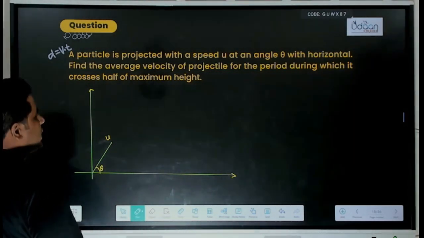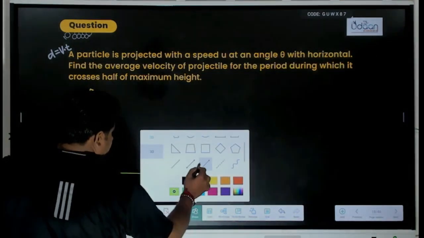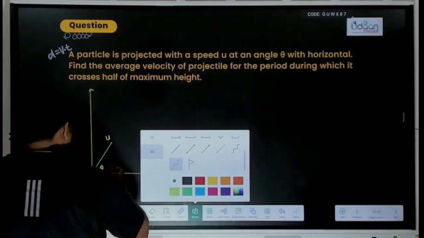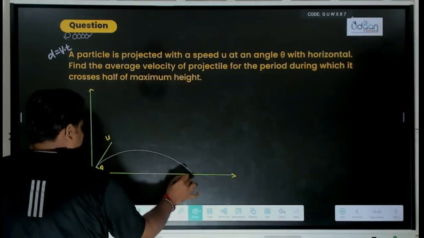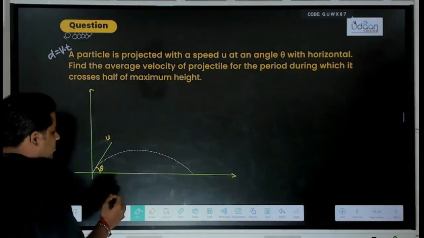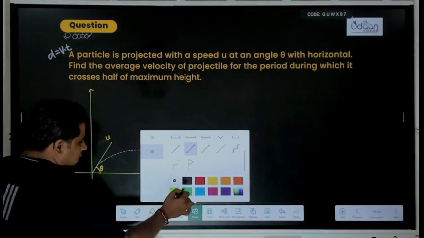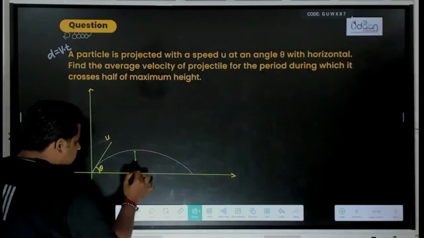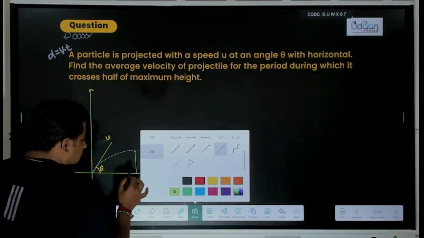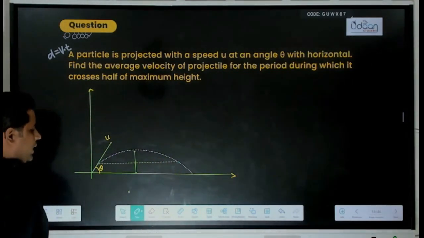Find the average velocity of projectile for the period during which it crosses half of maximum height. See, this is the projectile motion which has been taking place. Now what I am saying is that at half of the maximum height, suppose this is the maximum height which has been taken here. So what will be the half of the projectile motion? Definitely half of it will be this one. I hope you all are getting my point.